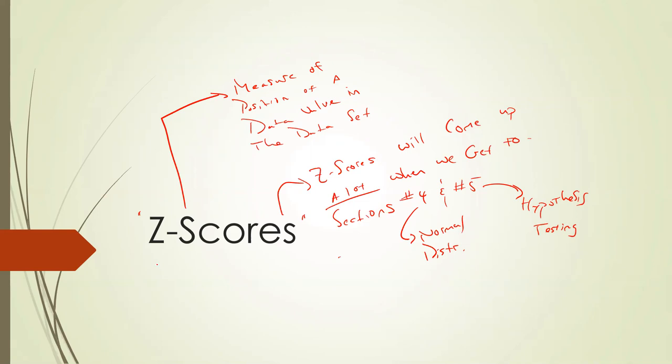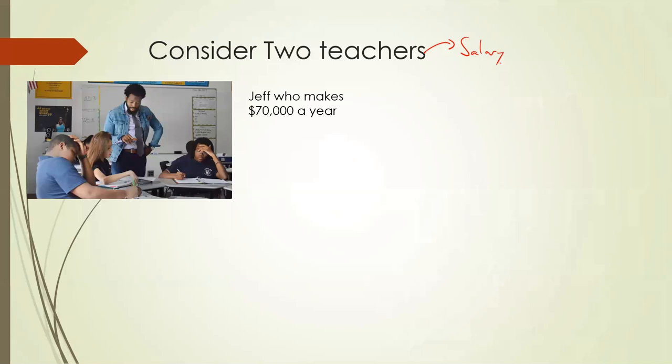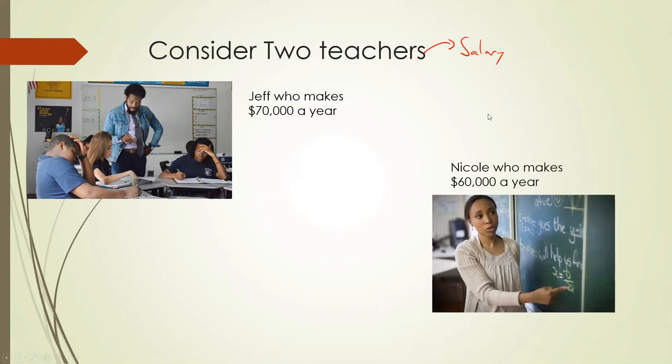And in this section here, what we use Z-scores for is a relative comparison, right? And I have an example here that I hope shows why we need a relative comparison for a data set here. All right, so what I want to do here is consider two teachers and their salaries. Or two teacher salaries, okay? So you have teacher Jeff here, and Jeff makes $70,000 a year. And you have teacher Nicole, who makes $60,000 a year, okay?